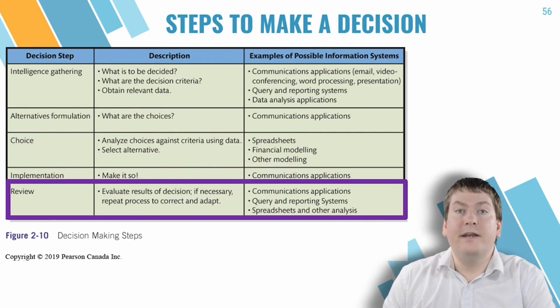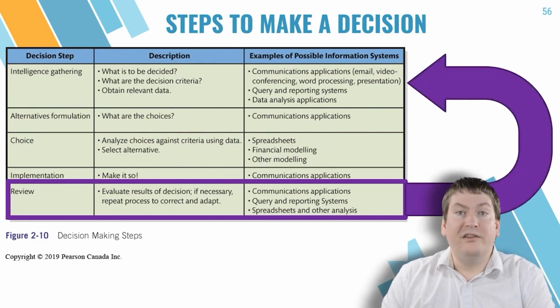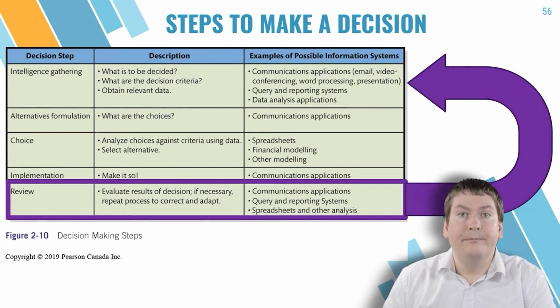The idea here is to enable a process of continual improvement so that each time you make a similar decision, you can do it better the next time. So this decision-making process is actually a cycle. We use what we've learned through the first iteration of the decision-making process to make the next iteration better, and so on, improving each time.